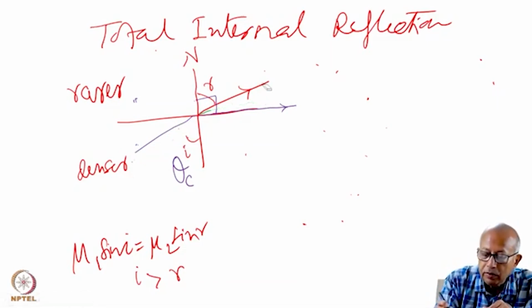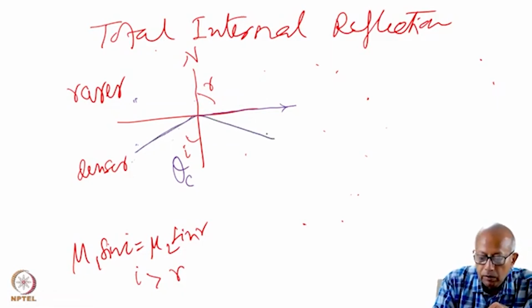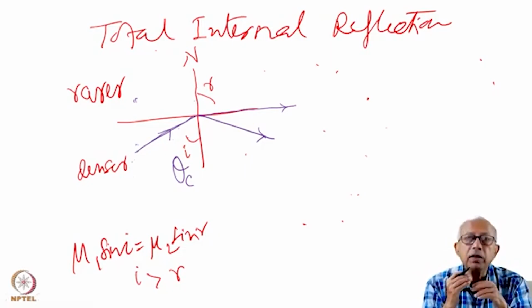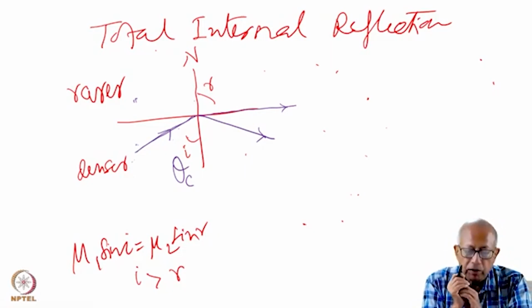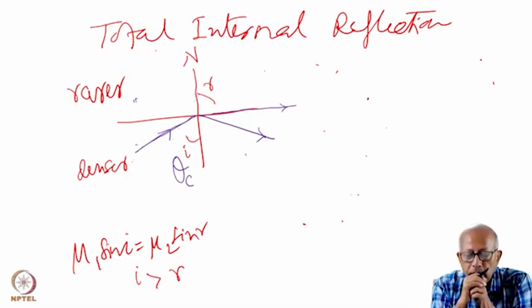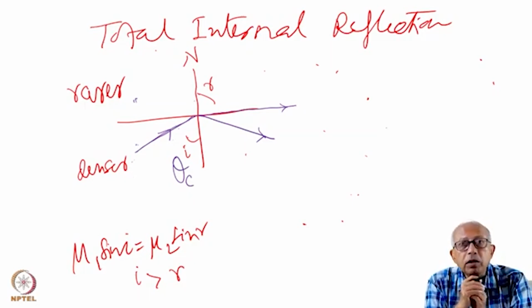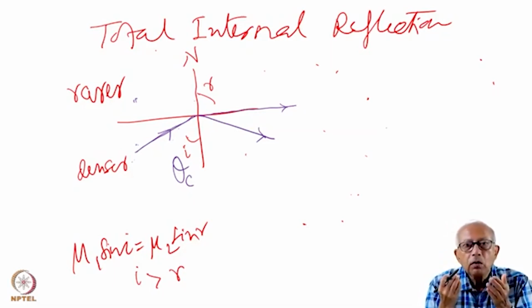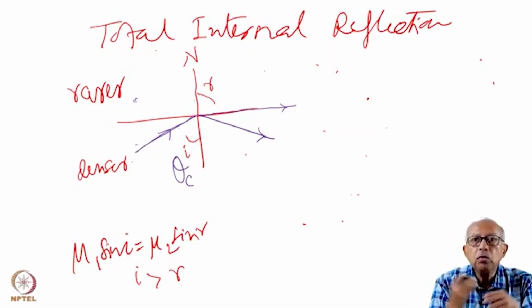Entire light now would reflect back into the denser medium, because there is no scope for the light to be refracted. This phenomenon is called total internal reflection of light. I also told you that this property can be exploited to send light through optical fiber without any loss of energy, without any spillage of energy through refraction.